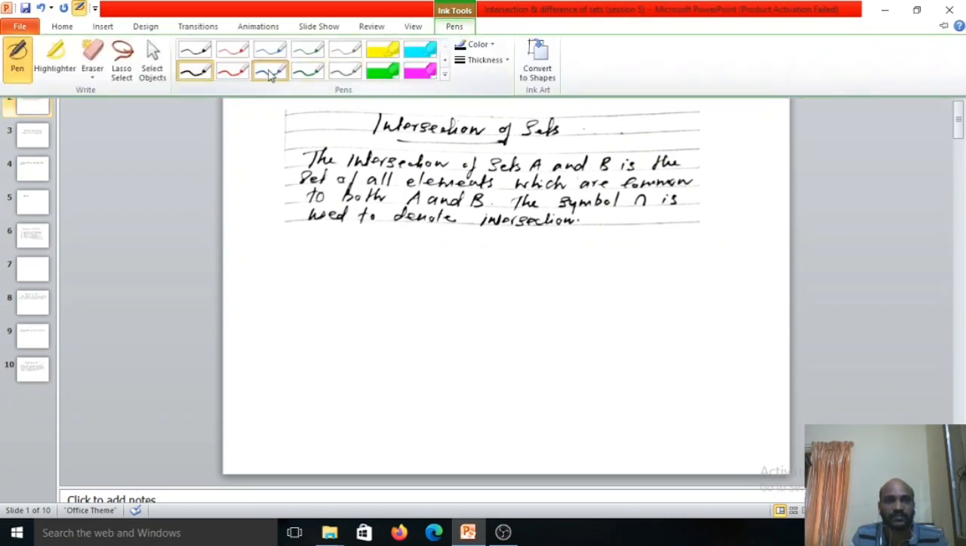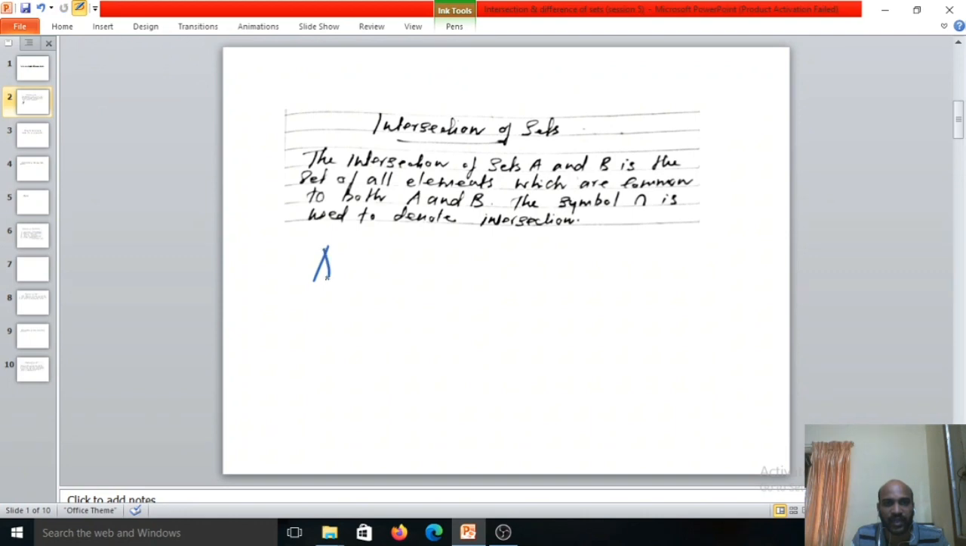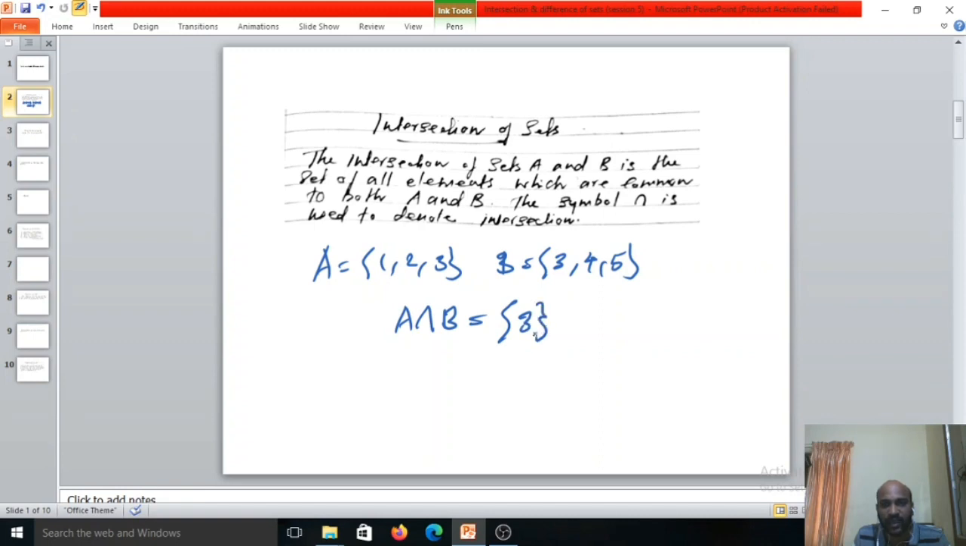For example, suppose we have one set A equal to set 1, 2, 3. A consists of 3 elements. Suppose B is another set. B consists of 3, 4, 5. Then A intersection B is the notation. A intersection B is equal to, you have to write common elements of A and B. Only one element is common, that is 3. So A intersection B equal to set 3.